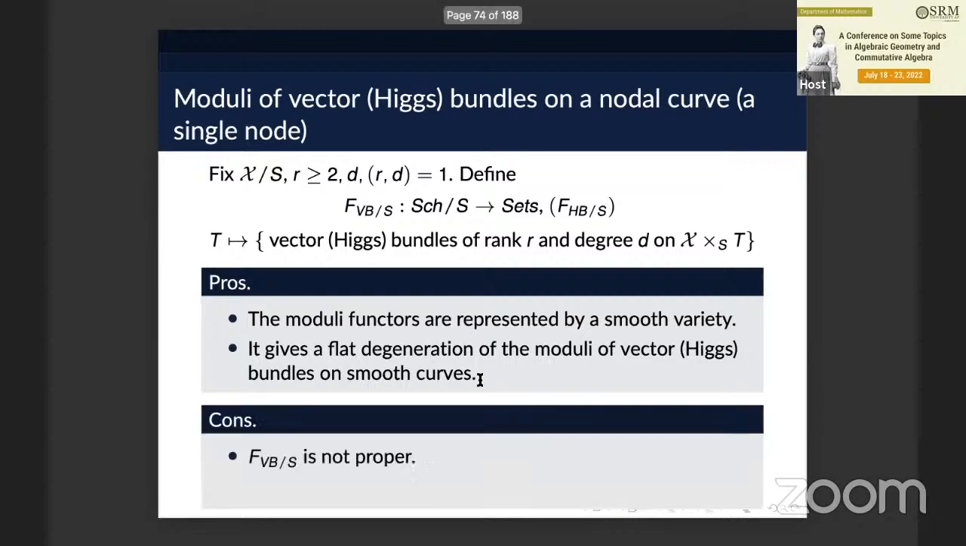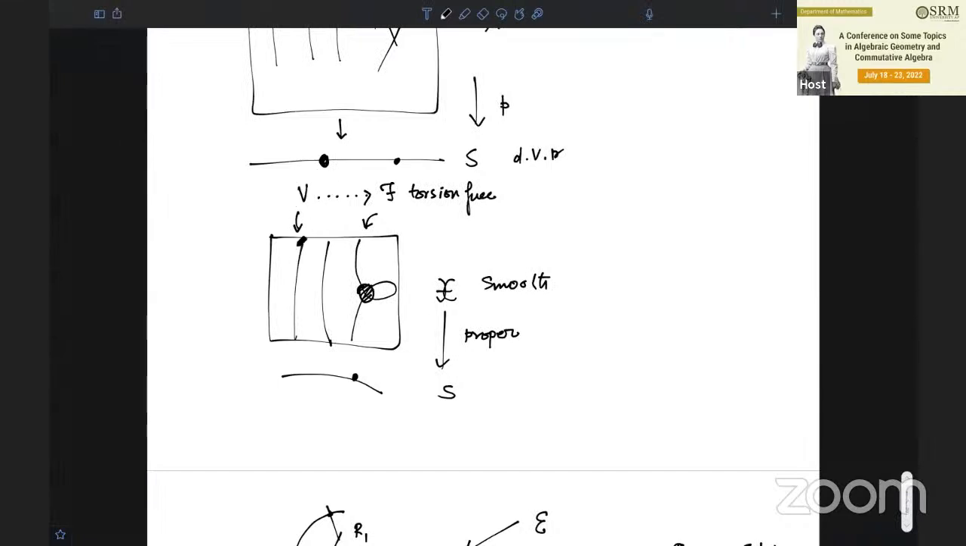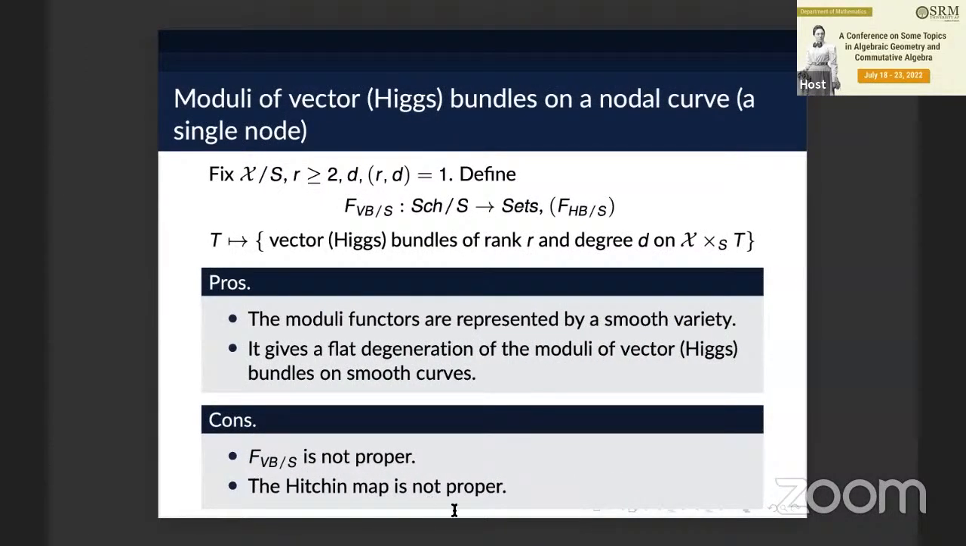But the problem is that this functor F_VB over S is not proper, and the Hitchin map on this functor is not proper. To see that, we can start with any vector bundle on the generic fiber, and one can show that it can only extend to a torsion free sheaf in general. It may not extend to a vector bundle. Similarly, given a Higgs bundle, it may not extend to a locally free Higgs bundle, but a torsion free sheaf F with a map from F to F tensor omega_C. So therefore, the Hitchin map on this functor also cannot be proper.